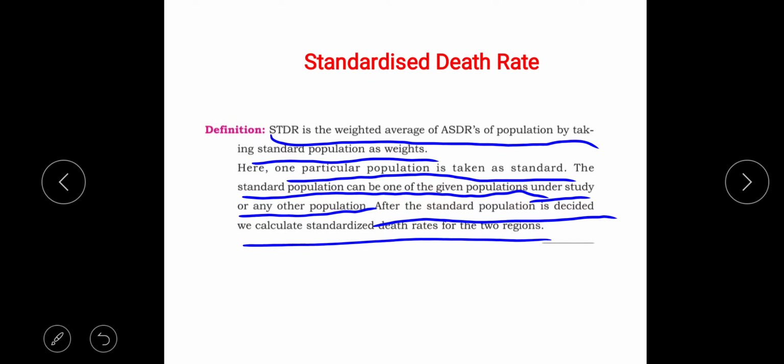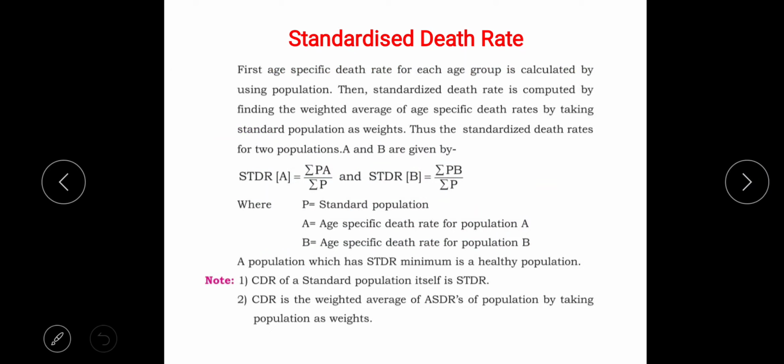So here we need a standard population. It may be one of the given populations or a separate population. Then we calculate STDR for the two regions. Here the steps are given. First stage, the age specific death rate for each age group, which we discussed already. Then we calculate the standardized death rate for the given locations. Based on this definition and steps, the formula for STDR, as I said, we calculate for two locations for the purpose of comparison. So here we have two formulas.